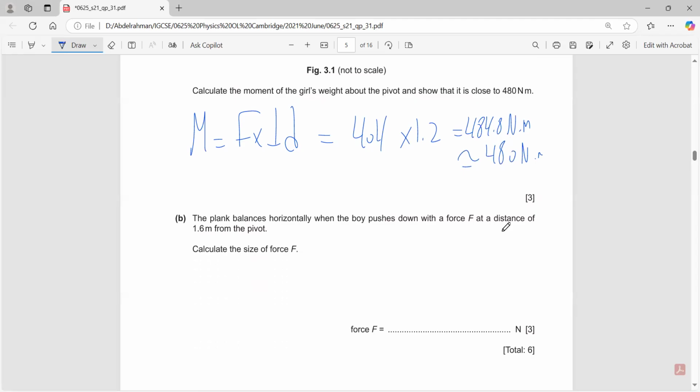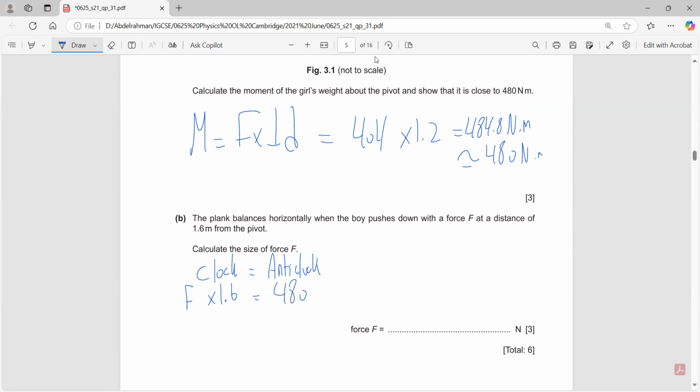Yes, I can find the force F. This is balanced, so you should say that the clockwise moment is equal to the anti-clockwise moment. The boy is exerting a force of F times the distance of 1.6. He's exerting the clockwise moment, while the girl is exerting an anti-clockwise moment, which is equal to 480.